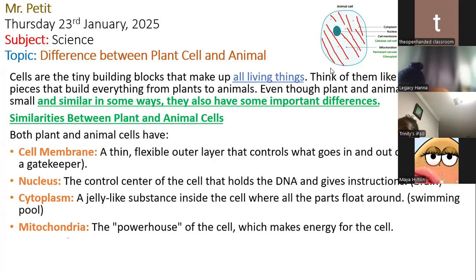And Trinity, tell me what four structures both plants and animals have in common. Cell membrane, nucleus, cytoplasm.